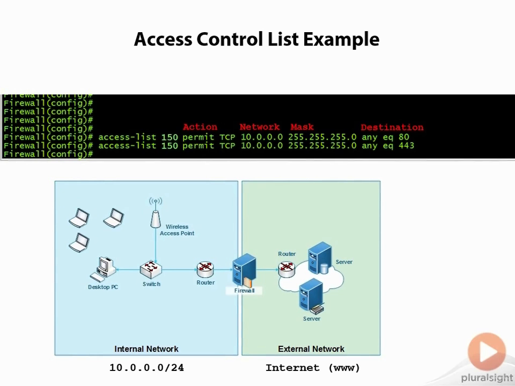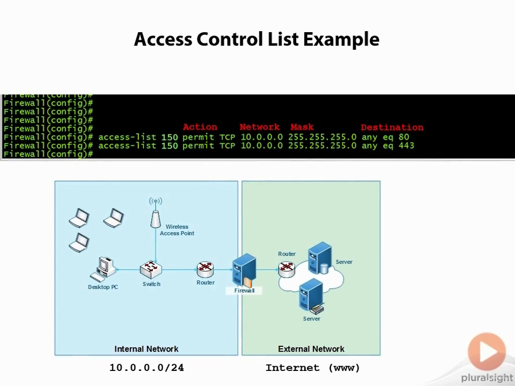Similarly, we have access control list 150 permit TCP as the second line in our access control list, and it says basically the same thing. Coming from internal network 10.0.0.0, allow any traffic that equals 443. And as we know from the previous example, 443 is HTTPS, or Hypertext Transfer Protocol Secure. So we're basically allowing web traffic, HTTP, and HTTP Secure in these two lines.